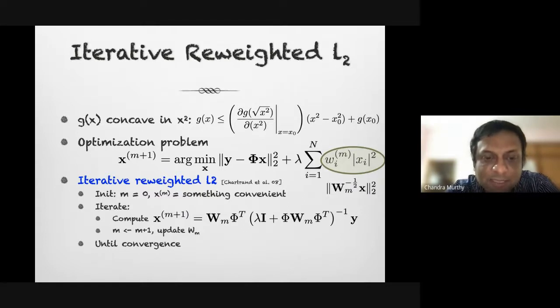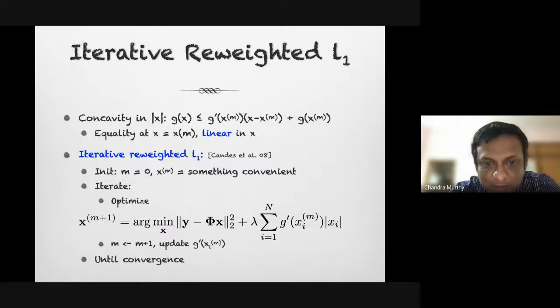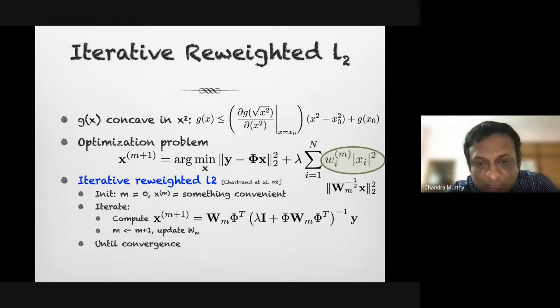So the solution is exactly what is written in the iterative reweighted L2 algorithm. First step, xm plus 1 is equal to wm times phi transpose times lambda I plus phi wm phi transpose inverse times y. Whereas here in the intermediate step I had an optimization problem, so I cannot write a closed form solution to it. I have to use a toolbox to solve it, whereas here I'm actually able to write out a closed form solution to this optimization problem.